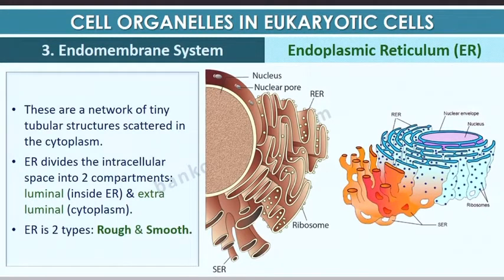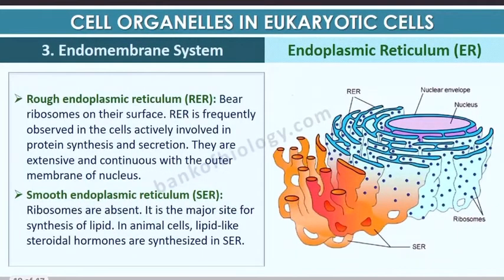So it is two types as we discussed. One is the rough one, having ribosomes on the surface. Another is the smooth, without any ribosomes. The rough endoplasmic reticulum bears ribosomes on the surface. RER is frequently observed in the cells actively involved in protein synthesis and secretion. This is very important. Many times the function of RER is asked: protein synthesis and secretion of enzymes. These are extensive and continuous with the outer membrane of the nucleus.